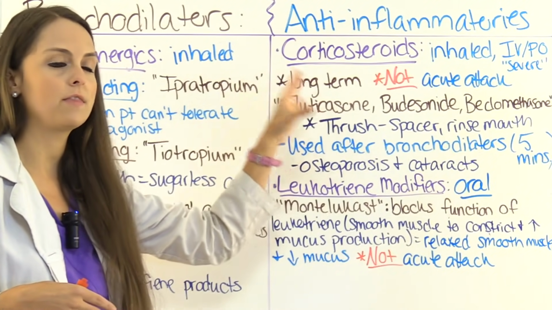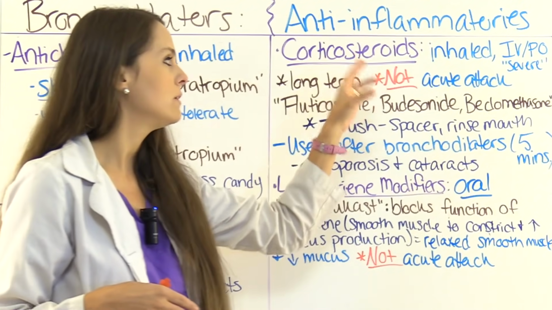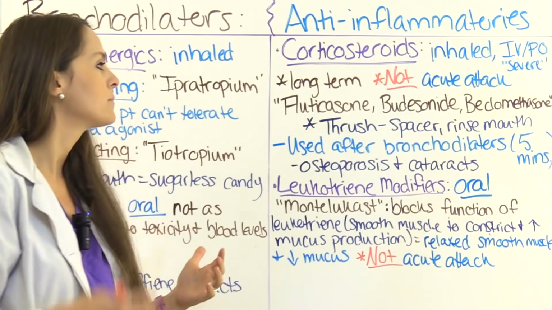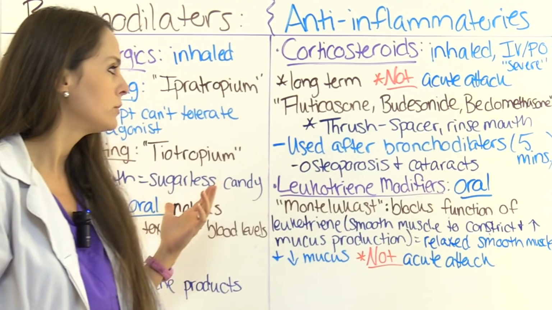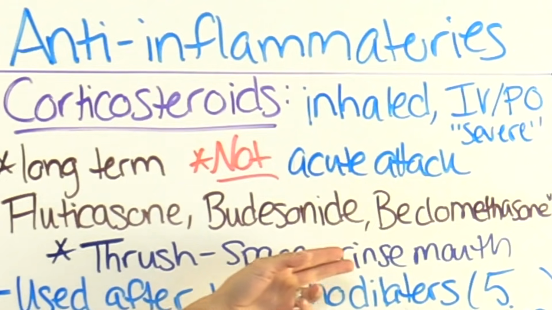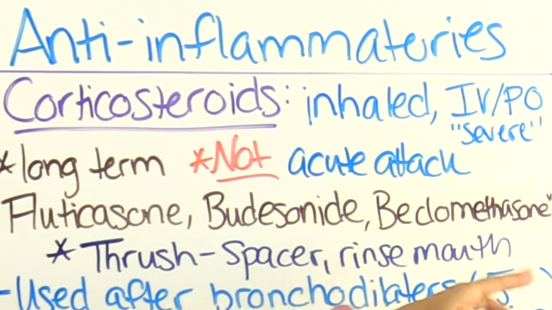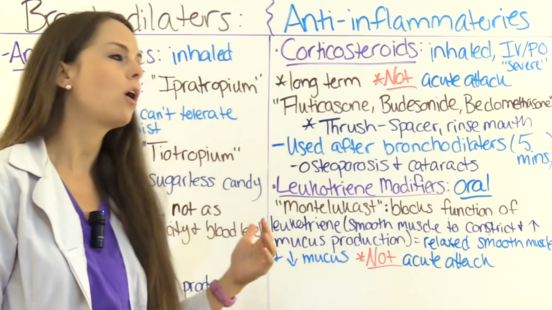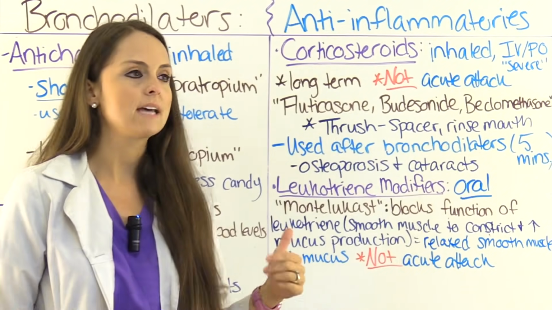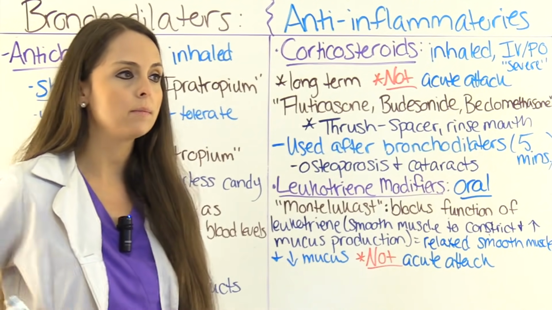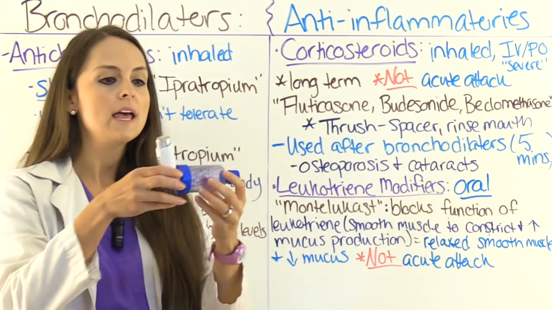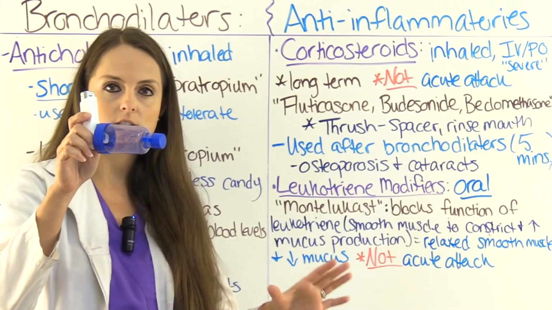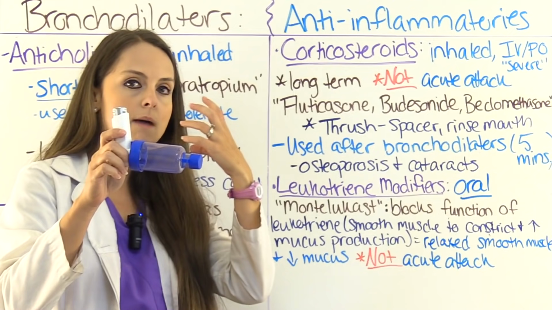Now in severe cases of asthma, they may need an IV and PO route for a while, and corticosteroids are long-term treatment. They are not used in an acute attack, and it helps prevent those signs and symptoms of an asthma attack. And some common drugs include fluticasone, budesonide, or beclomethasone. And one thing you need to watch out with these inhaled corticosteroids is that they can cause thrush. And to help decrease the patient from developing this, whenever they're using their inhaler, they need to use a spacer with that. That dramatically decreases the chances of them getting thrush in the mouth.